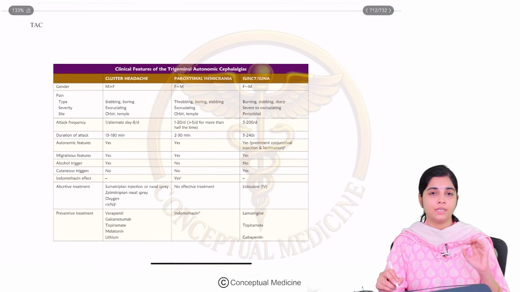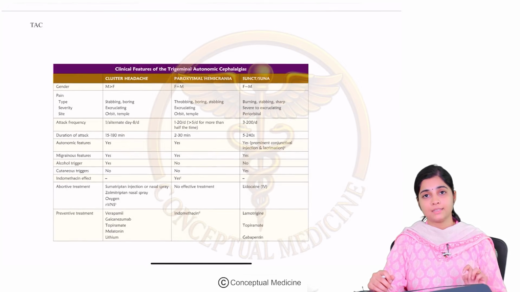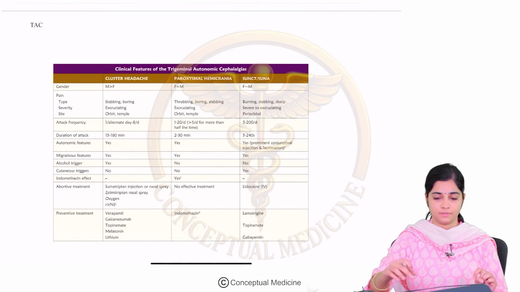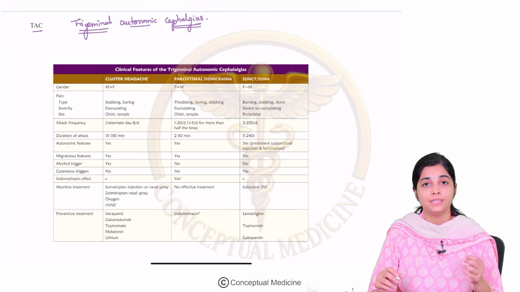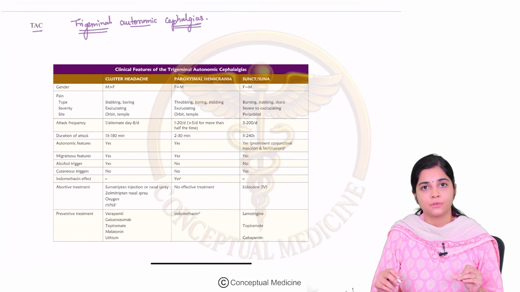Now we move on to the last section of our chapter on headache disorders. So now we move on to the next most important among your primary headache disorders, which is your TACs, or trigeminal autonomic cephalgias.